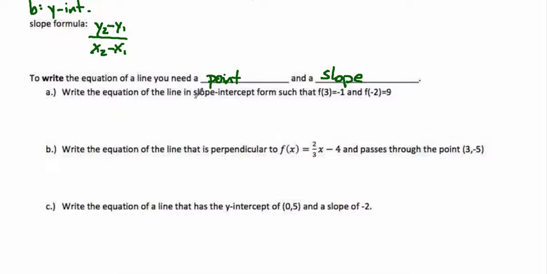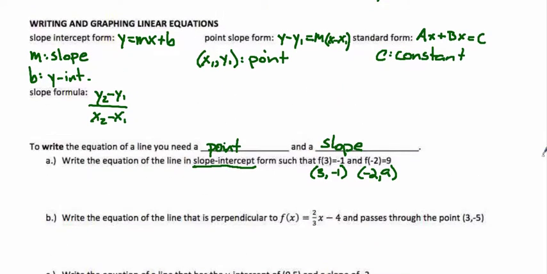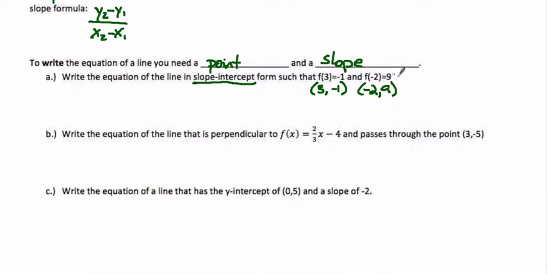So write the equation of a line in slope-intercept form, such that f of 3 equals -1 and f of -2 equals 9. So really, these are just a couple of points. This represents the point (3, -1), and this represents the point (-2, 9). But it's asking for slope-intercept. Well, I don't have an intercept. So what I'm going to do is put it in point-slope form and then manipulate that equation to get it to where I want to be. So I need a point and a slope.